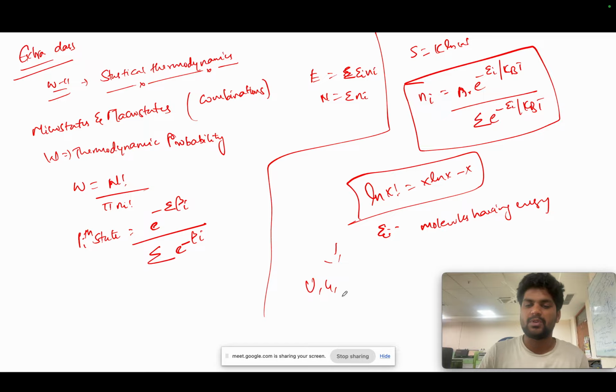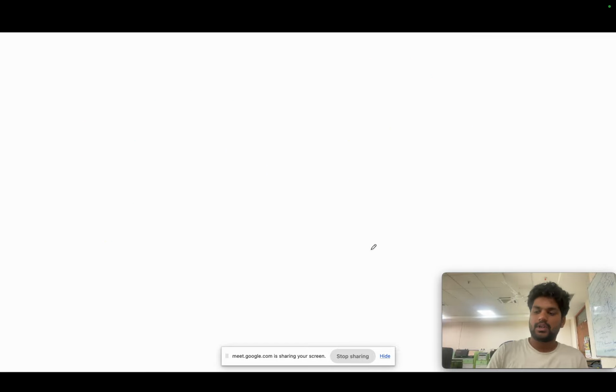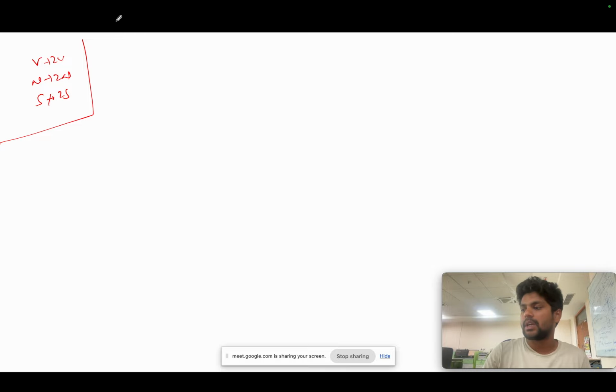G, the Gibbs energy, Helmholtz energy, pressure, and everything. And then at the end, we found out that for extensive properties, V is converting to 2V, N is converting to 2N, but S is not converting to 2S. So then you understood that okay, we are making some mistakes in considering the microstates with the macrostates.